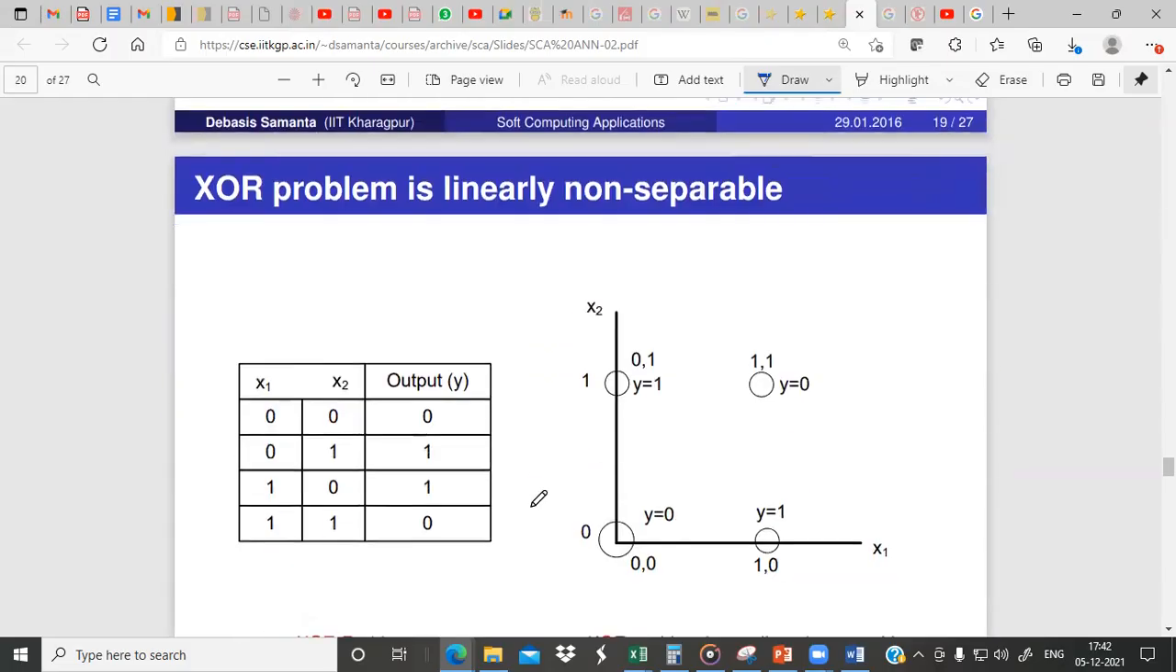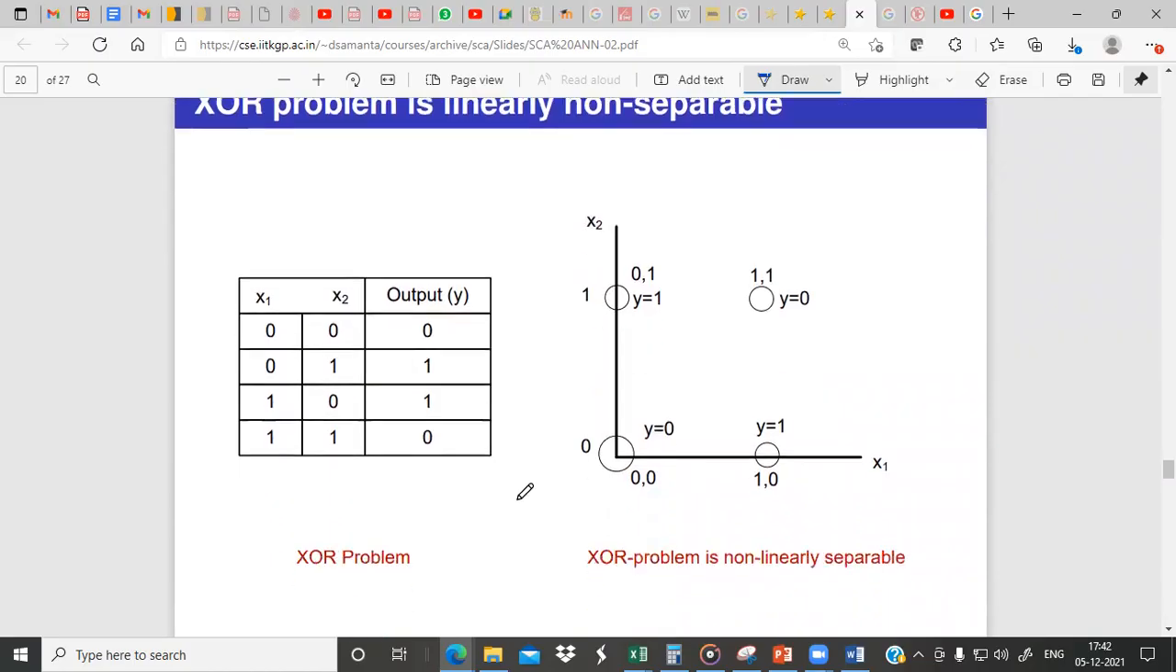But if you consider the XOR case, this is the truth table corresponding to XOR. For 0 0 the output is 0, so this point is 0 0, output is 0. For 0 1, x1 is 0 and x2 is 1, the output is 1. For 1 0 also the output is 1. For 1 1 the output is 0.